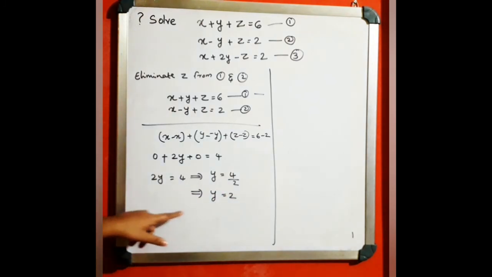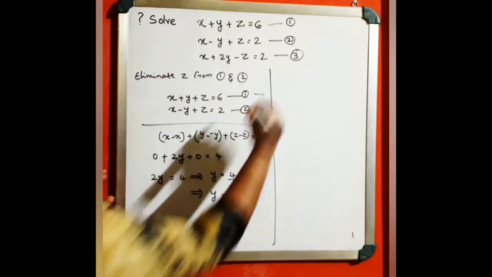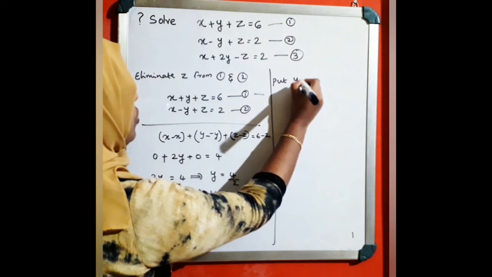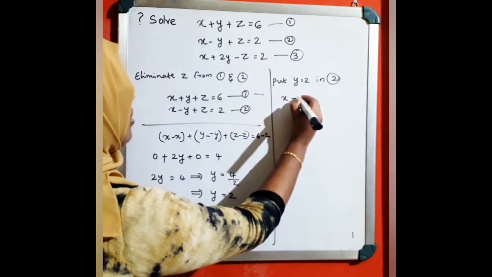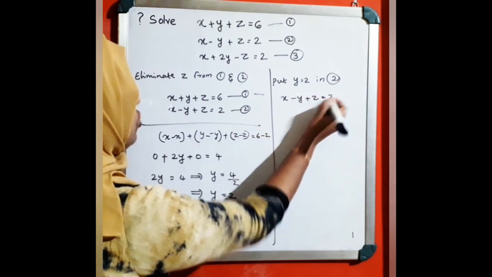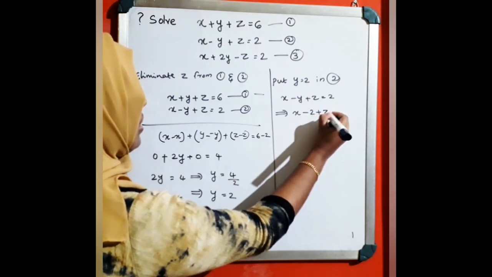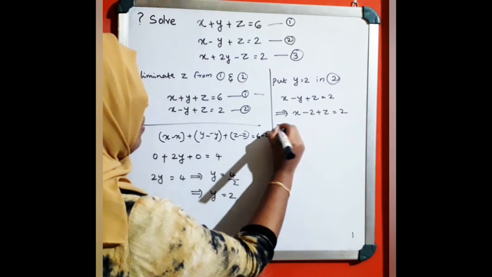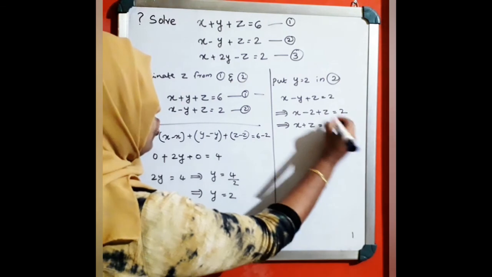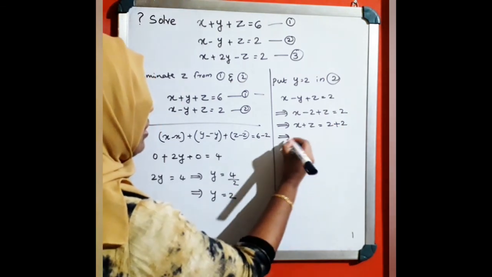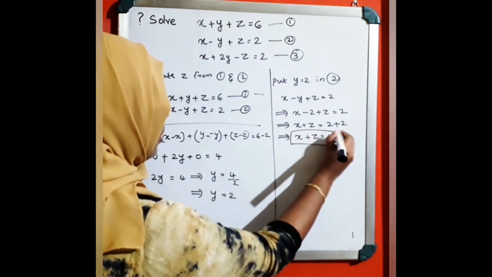Substitute the value of y equal to 2 in these two equations. We get, put y is equal to 2 in equation 2. We get x minus y plus z equal to 2 implies x minus 2 plus z is equal to 2, which implies x plus z equal to 2 plus 2, that is x plus z is equal to 4. This is our new equation.